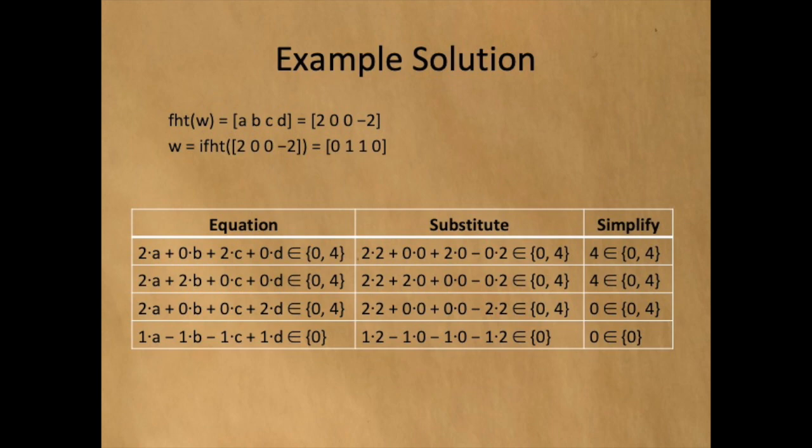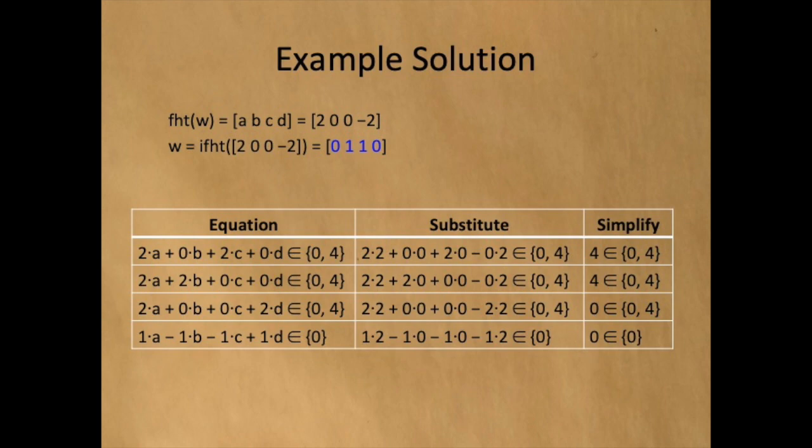Here's an example solution to that. If the fast Hadamard transform of W equals 2, 0, 0, minus 2, then we have a solution. W will be the inverse fast Hadamard transform of 2, 0, 0, minus 2, which equals 0, 1, 1, 0. 0, 1, 1, 0 matches all of the constraints.